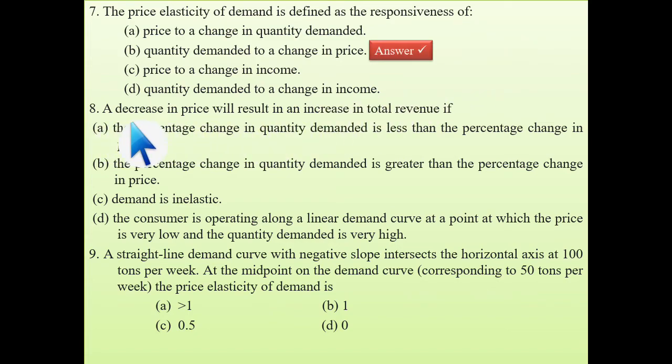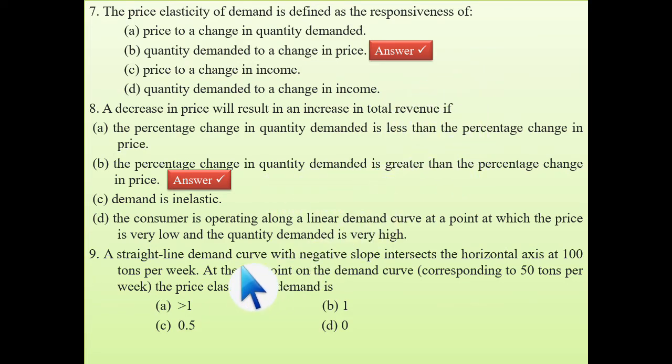Next one is the decrease in price will result in an increase in total revenue. Okay, price will decrease but total revenue will increase if the percentage change in quantity demanded is greater than the percentage change in price. Why? Because this is the case where demand is relatively elastic. In that case only we find this situation, price decreases but total revenue increases. Yes or no? So this is the answer.